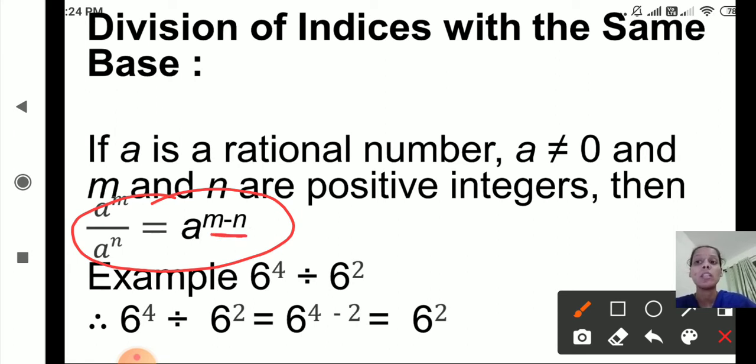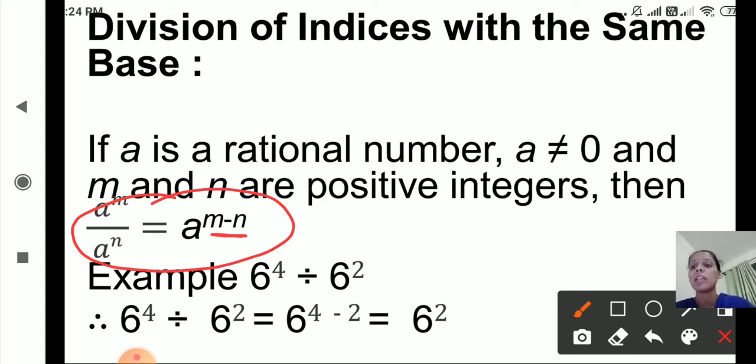As you can see here, this is a raised to m minus n, but in the multiplication a raised to m multiplied by a raised to n is equal to a raised to m plus n. Okay, in the multiplication, and in the division a raised to m divided by a raised to n is equal to a raised to m minus n. So this is the difference between multiplication of indices and division of indices with the same base.